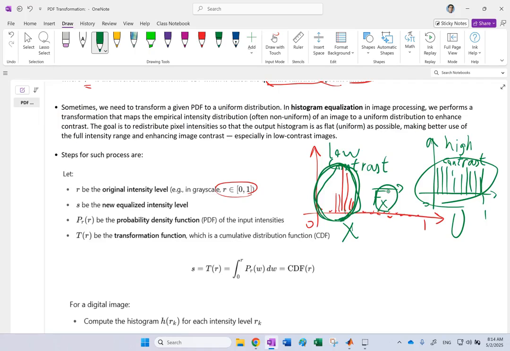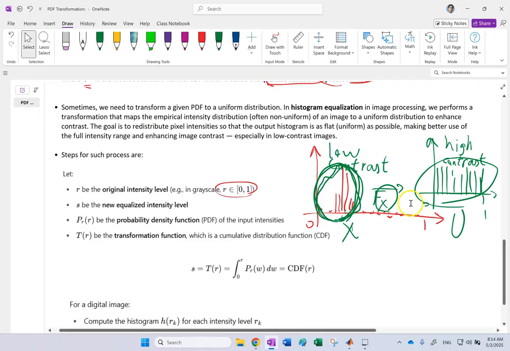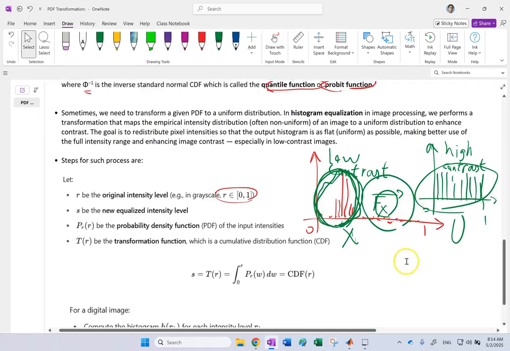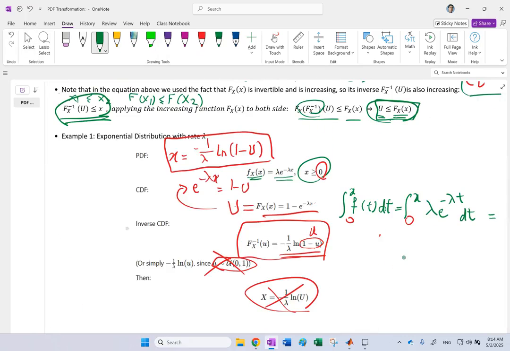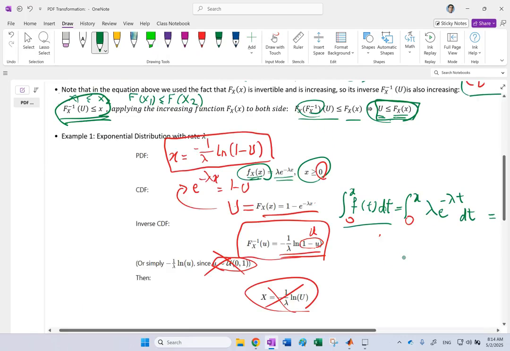And then you might say, well, this is not a well-known function, right? How would you find the CDF for it? Because here, look, we had a function for the PDF, and we used this integral to find the CDF and then invert it.